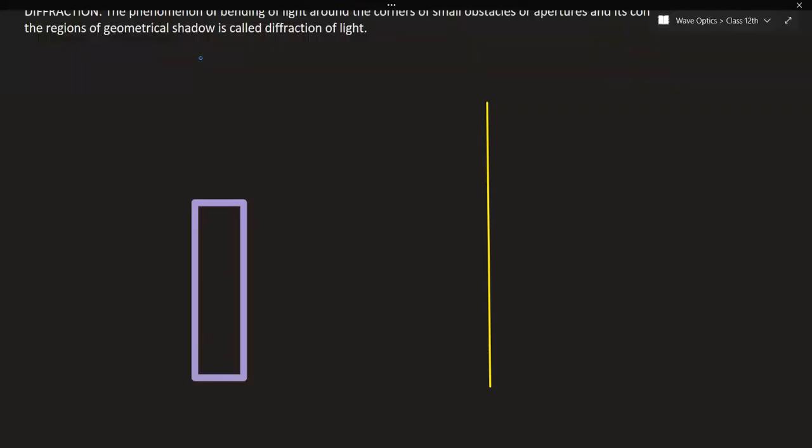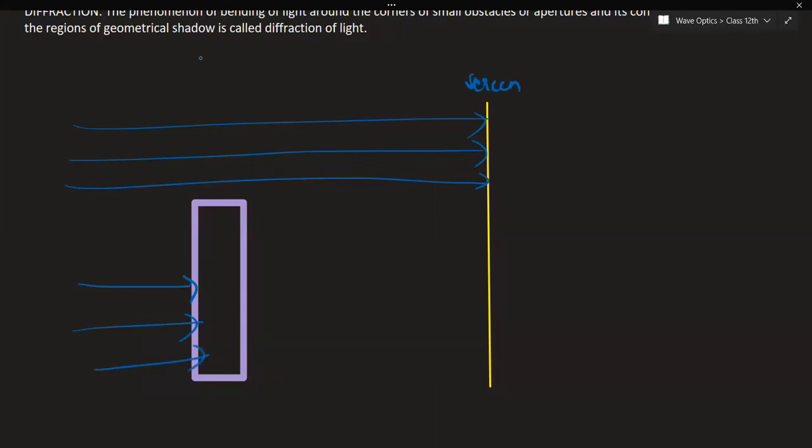And light rays are coming. This is the screen. This is an opaque object. Now light rays are coming. The first light ray will come here. The second light ray will come here. Third light ray will come here. You'll obtain light here. When the light ray comes here, this is an opaque object, it will not be able to move. When the light ray comes here, it is again an opaque object, it will again not be able to move. Here also it won't be able to move. Here also it won't be able to move.